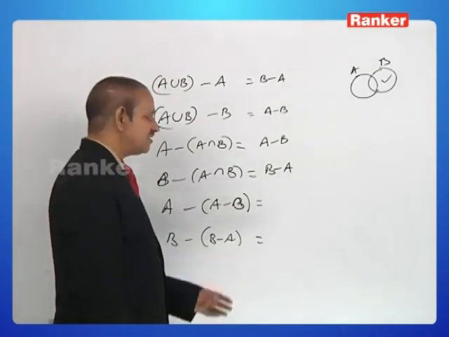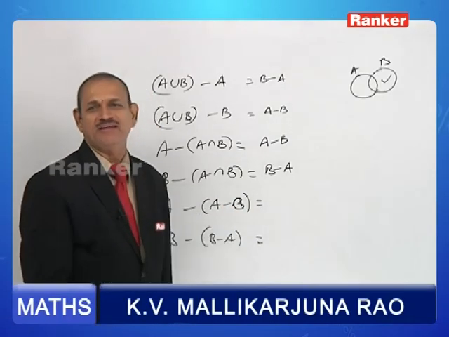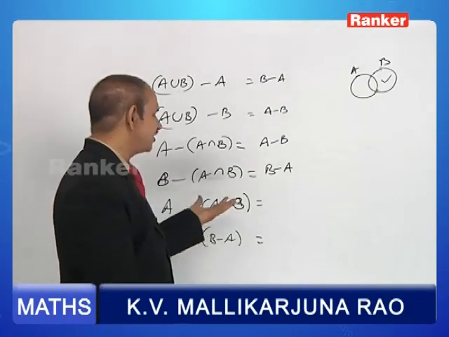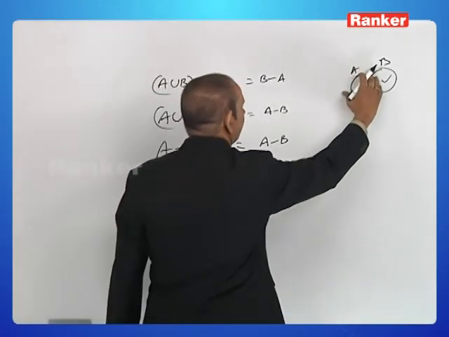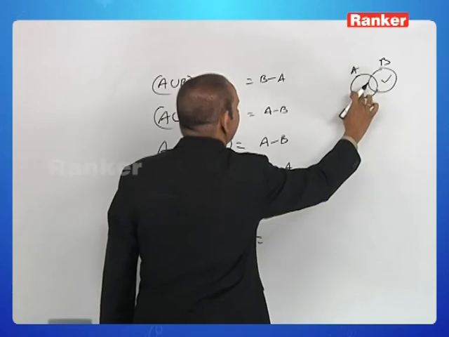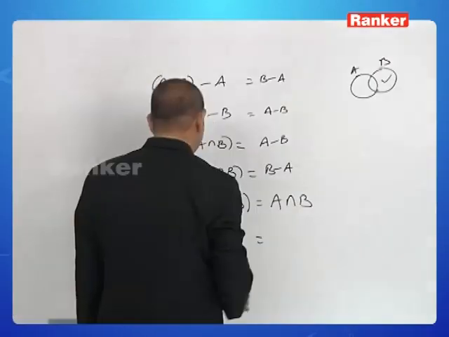What is A minus of A minus B? In our usual algebra, A and A will be cancelled, leaving you B. But the answer here is not B. Why? Because these are not usual numbers. These are sets. So from A, this portion is deleted and this portion will remain. What is it? Nothing but A intersection B.